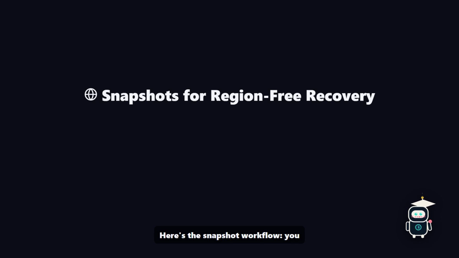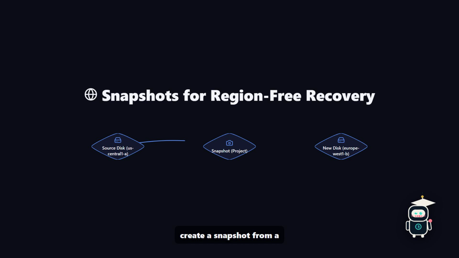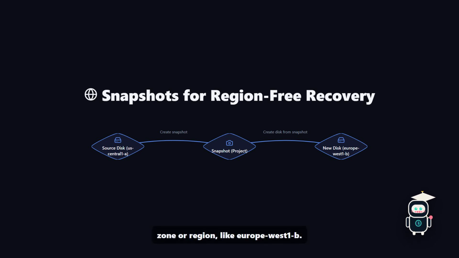Here's the snapshot workflow. You create a snapshot from a source disk in US Central 1A. In GCP, snapshots aren't tied to a specific zone. You can use them to create a new disk in any zone or region, like Europe West 1B. That's cost-effective zone migration without moving live data.